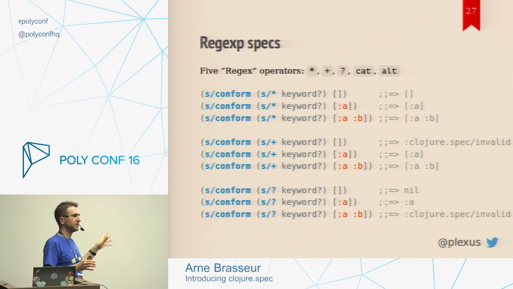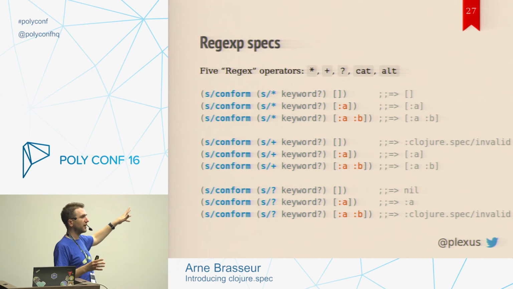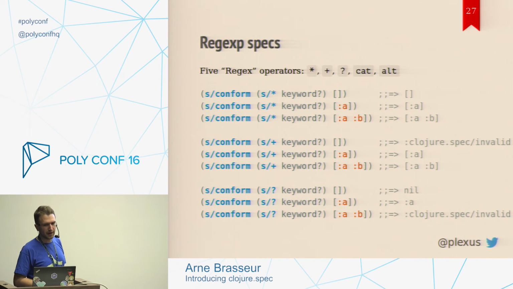Whereas the question mark says 0 or 1, but no more. So in this case, an empty vector is fine, and a vector with 1 element is fine. But once we go to 2 elements, it's no longer valid. So these are your basic quantifiers. There are 2 more regular expression operators that you can then combine all together.